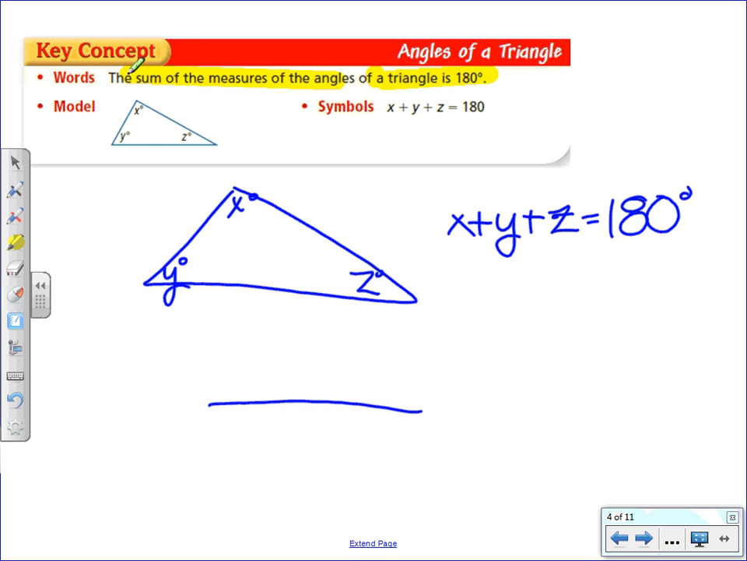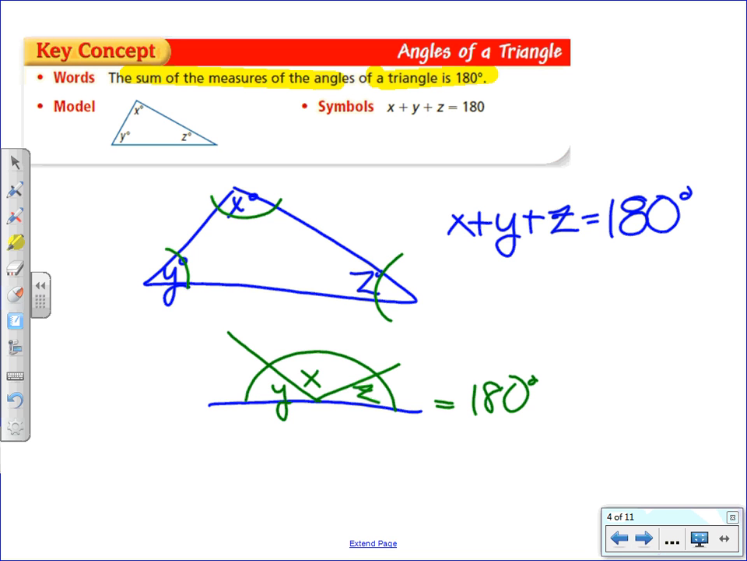If you took this angle right here and drew it here, and you took this angle and you drew it here, you would see that they all add up to 180 degrees. Always. And that means we can solve some problems if we know this equation.